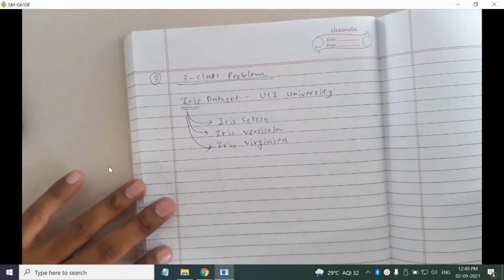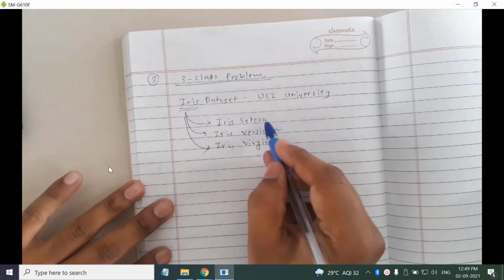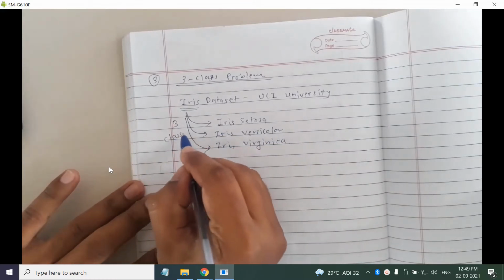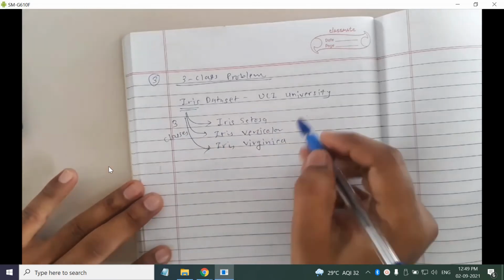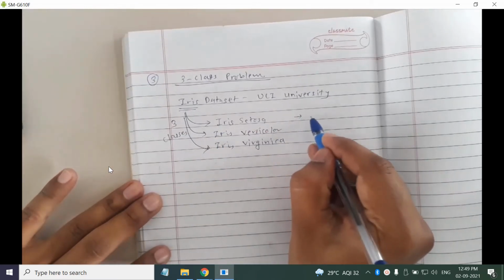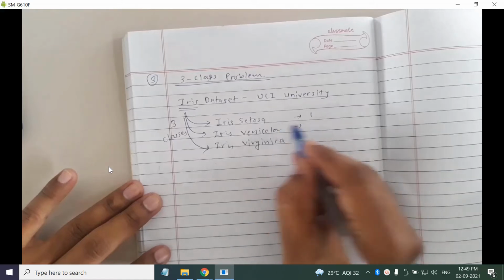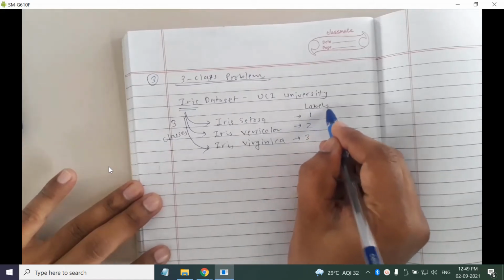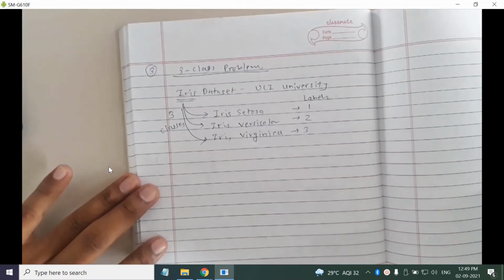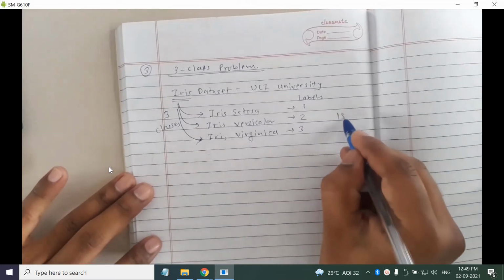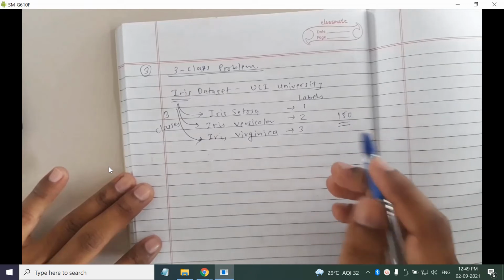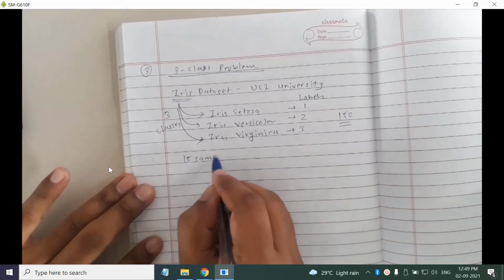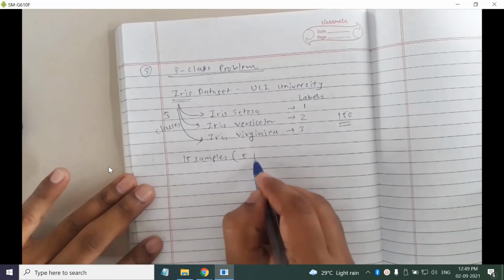Now these are the 3 classes of this flowery plant. Let's call setosa 1, and the others 2 and 3. These are the labels given by us. We will not consider the entire 150 samples. Let's consider only 15 samples, 5 per class.